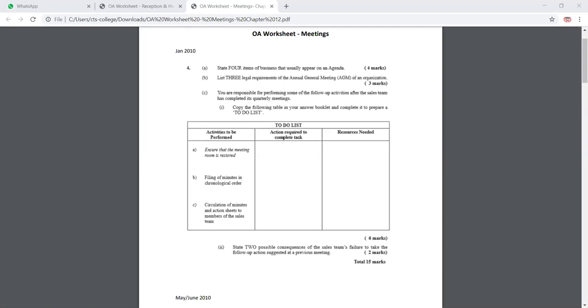Circulation of minutes and action sheets to members of the sales team. What action is needed for that? You have to circulate the minutes and action sheets to members of the sales team. Circulation of minutes means what to you guys? What do you all think those words mean? Circulation of minutes.